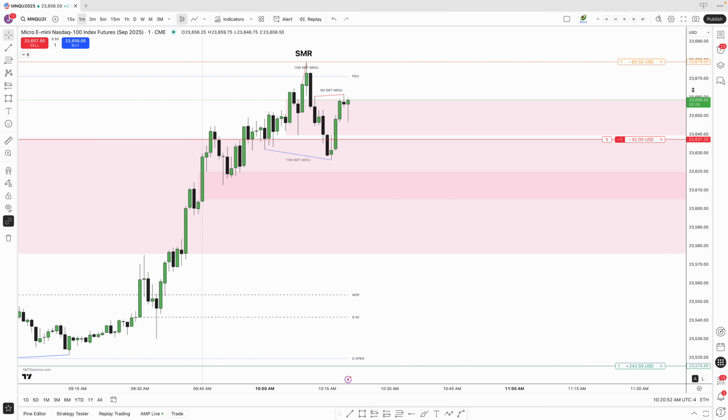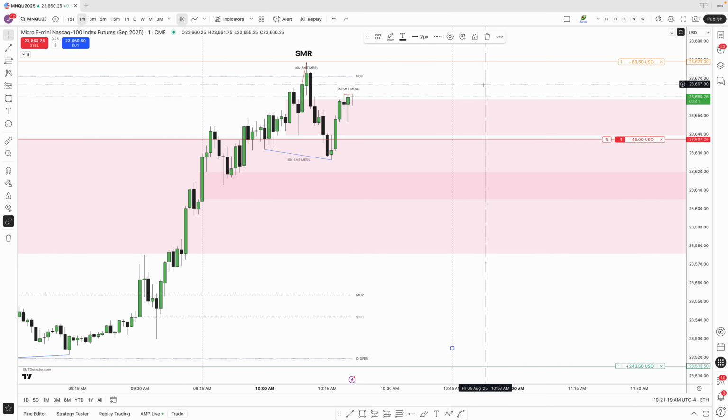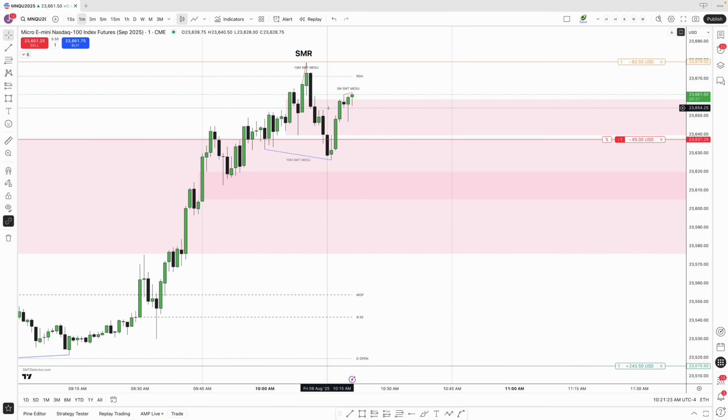It's very probable that we make a new high here, form a new SMT. But at that point, I'm not interested because we're past the macro window. We've put in the high at 10:10. Any highs after that, I'm not looking at until around 10:42, 10:45-ish, probably 10:45. And that's what I would be interested in.